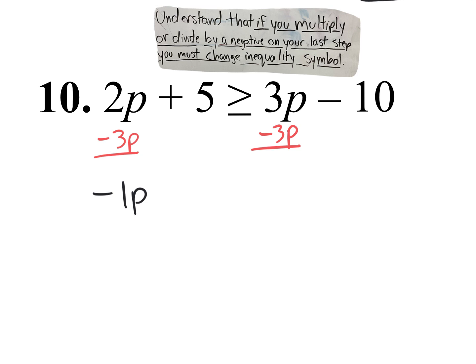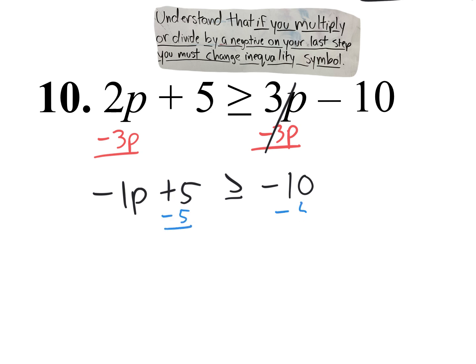Bring down the plus 5, bring down the greater than or equal to, bring down the minus 10, because this canceled out. So now we have negative 1p plus 5 is greater than or equal to negative 10. And p is what you want by itself. So what do we get rid of first, the negative 1 or the 5? Obviously the 5. We're going to get rid of that plus 5 by doing the opposite, minus 5.